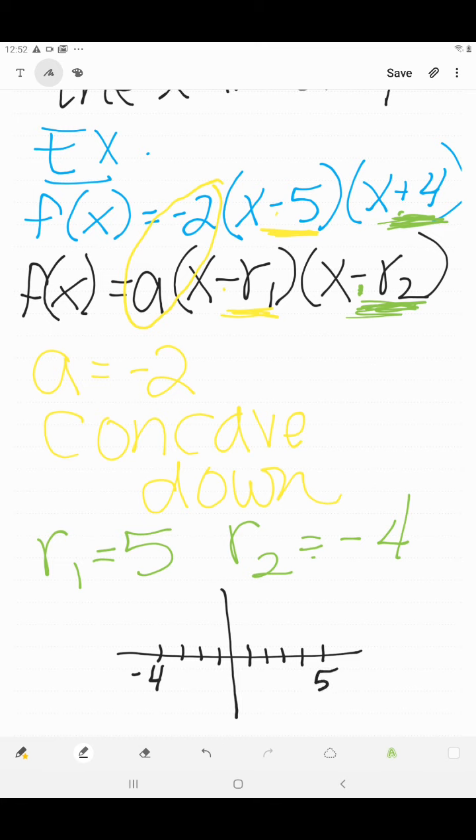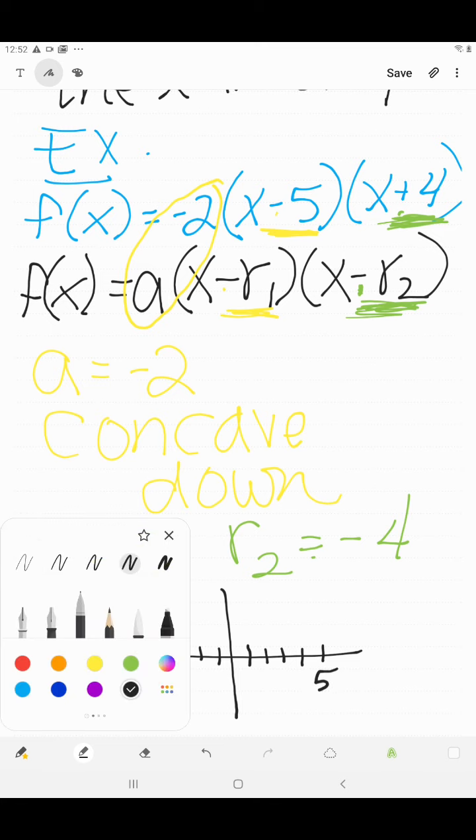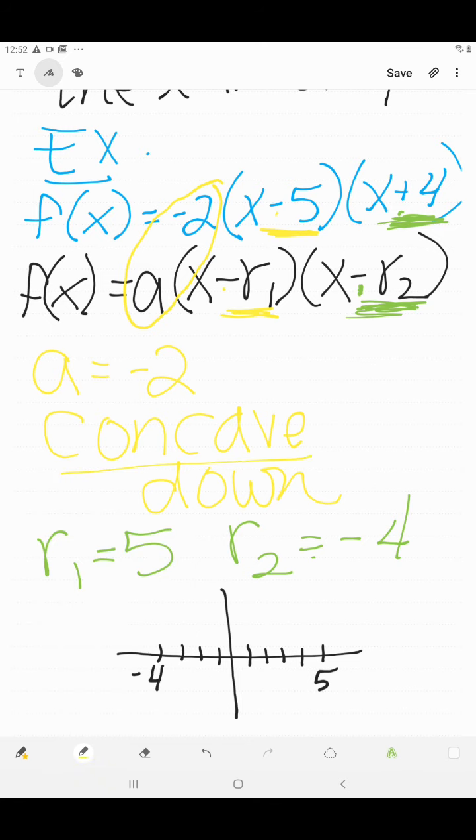And it opens downward, ladies and gentlemen. Once again, do not forget it's concave down. So it's going to open down, like such.